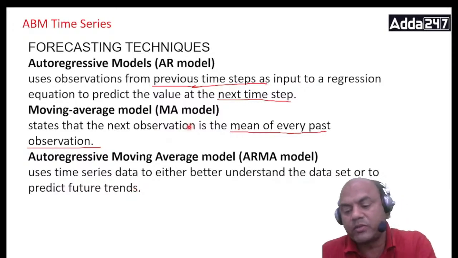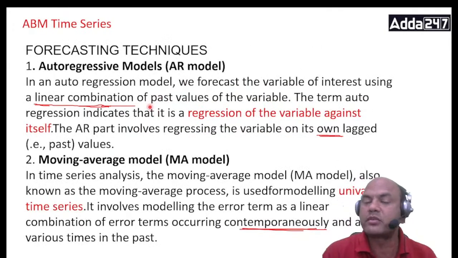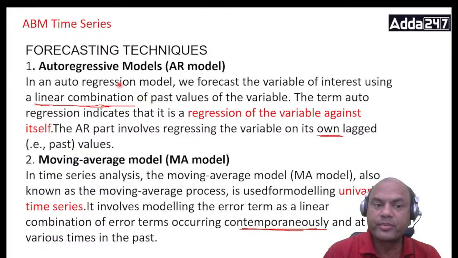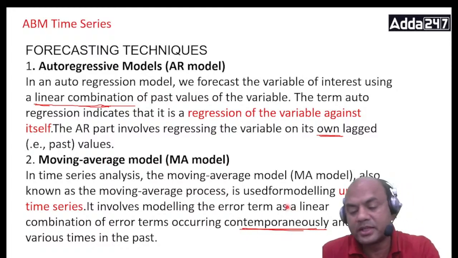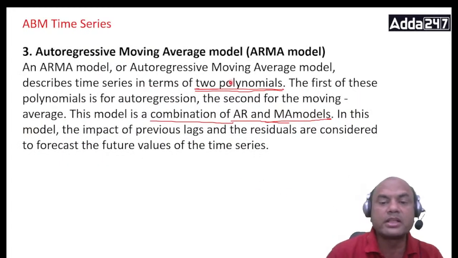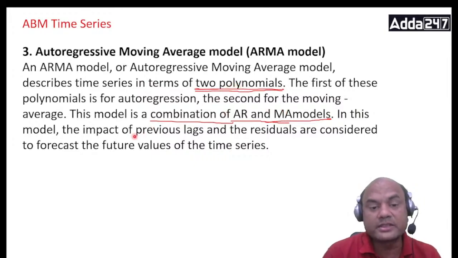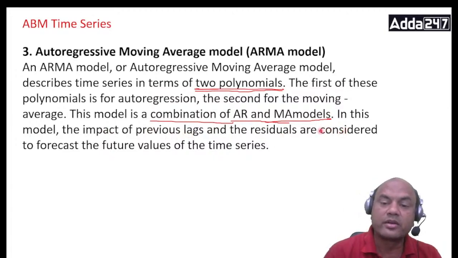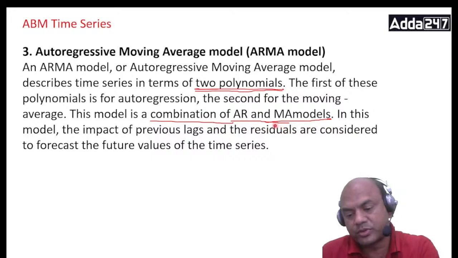So importantly, what you should remember, these earlier two slides are very important from your exam point of view. AR is linear and own lagged. Moving average is univariate and contemporaneously. Then the ARMA model is a combination of these two. And this line is important: the impact of previous lags and residuals are considered. Okay, previous lags and residuals both.